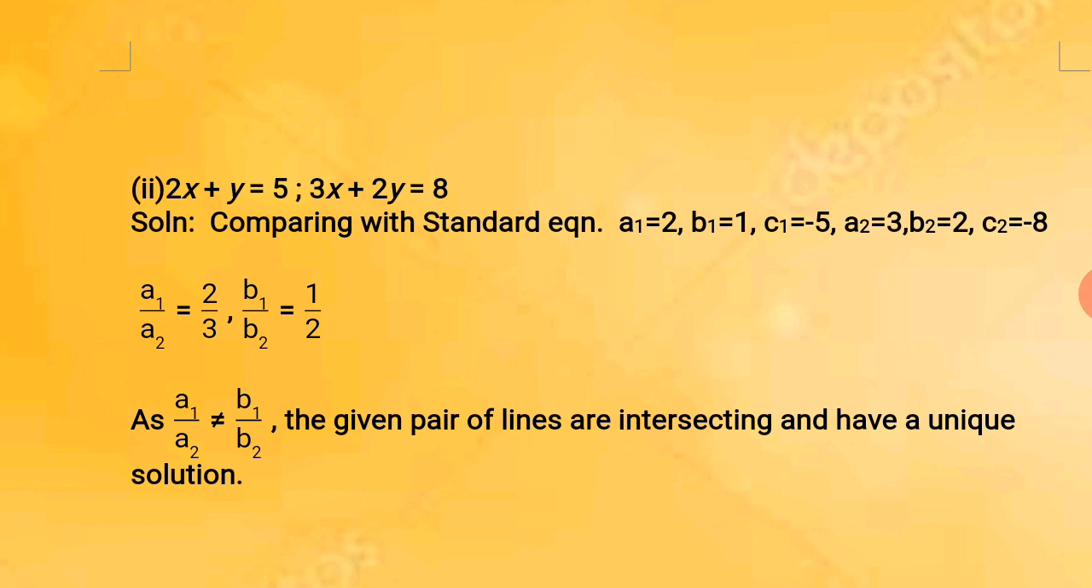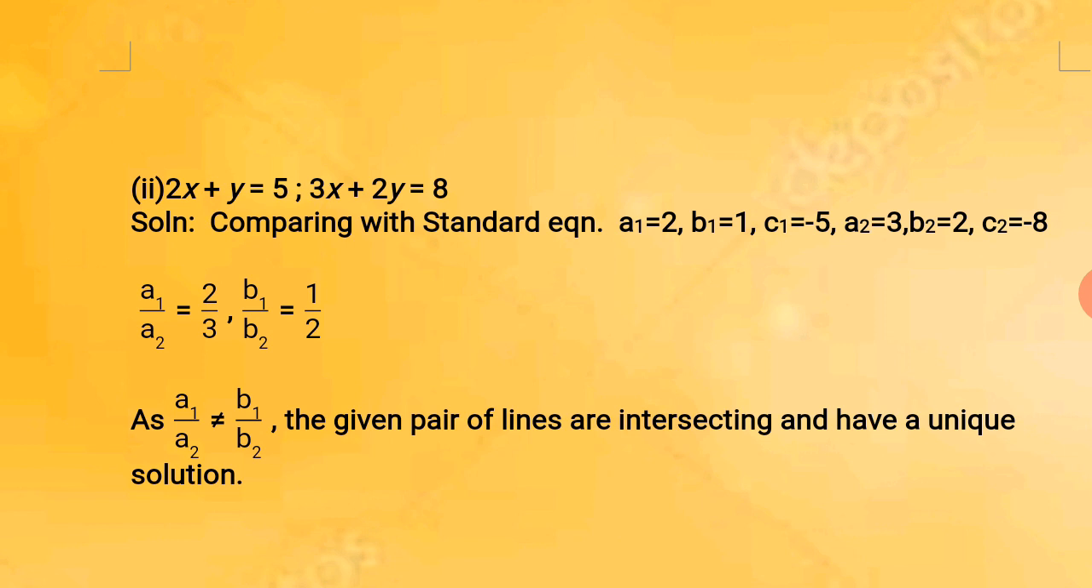The second sub question is 2x plus y equal to 5. So 5 will be taken on the left hand side and you will write it in the proper way. That is 2x plus y minus 5 equal to 0. That is how you will do the changes for the second equation also. That is 3x plus 2y equal to 8, which will become 3x plus 2y minus 8 equal to 0.